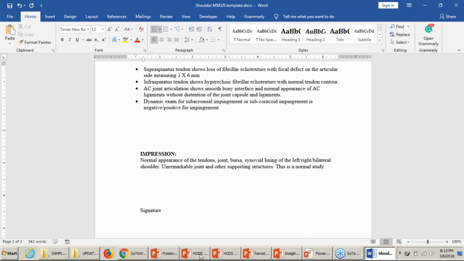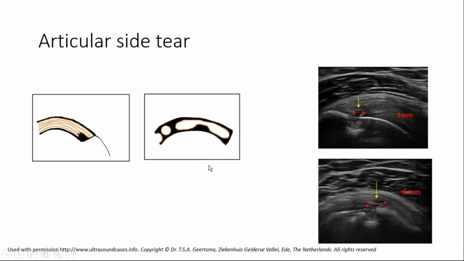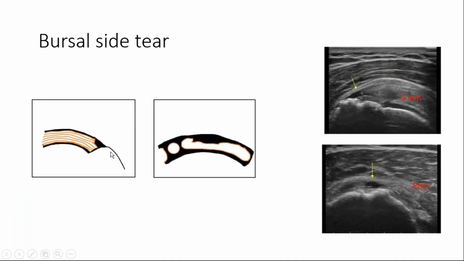Okay, now let's go back to where we were. Here. Now let's go to the next one. This time the focal defect is on the bursal side. See, this is where the bursa is, this is where the articular cartilage is, and these are the tendon fibers. And this is the defect which you see on long axis.